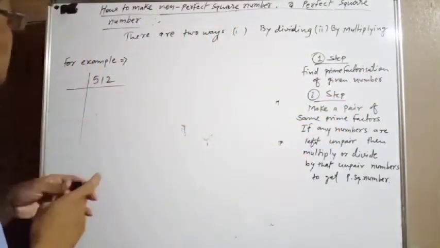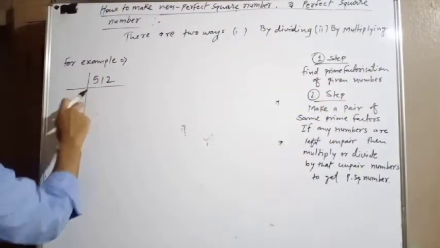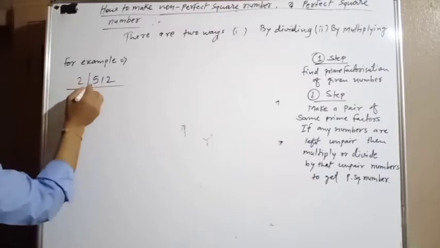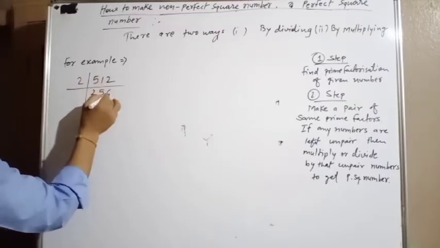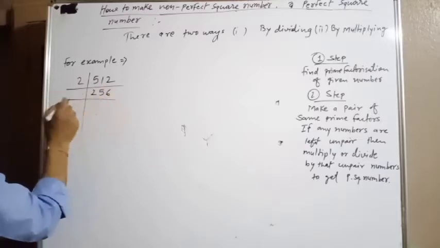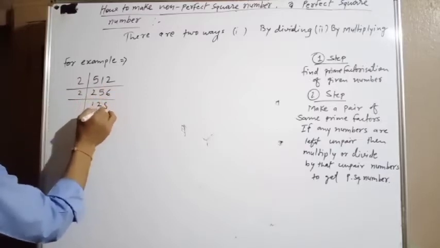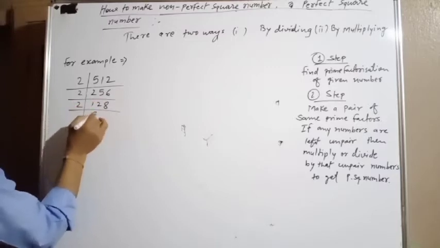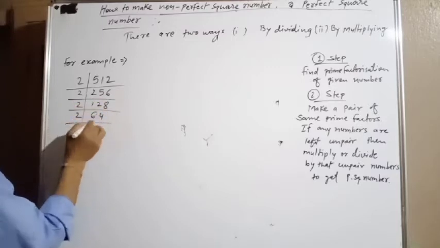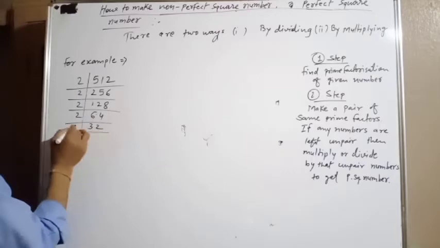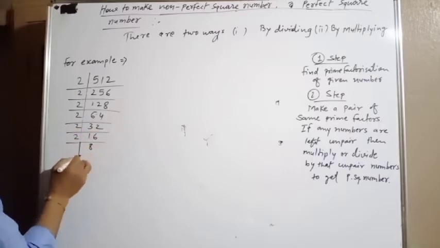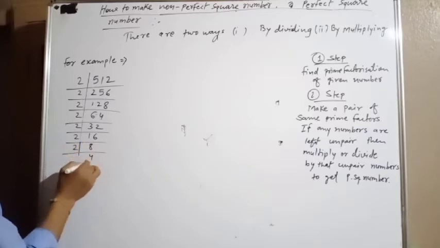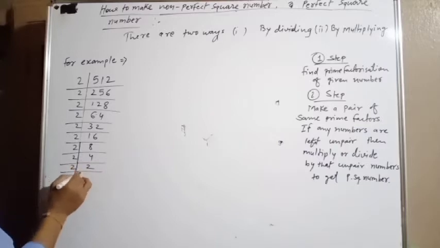So let's see. We find the prime factorization of 512. 2 fours are 8... 2 fives are 10, 2 sixes are 12. Again we divide by 2. This is an even number. 2 ones are 2, 2 twos are 4, 2 eights are 16. Again, 2 sixes are 12, 2 fours are 8, 2 threes are 6, 2 twos are 4. Again, 2 ones are 2, 2 sixes are 12, 2 eights are 16, 2 fours are 8, 2 twos are 4, 2 ones are 2.